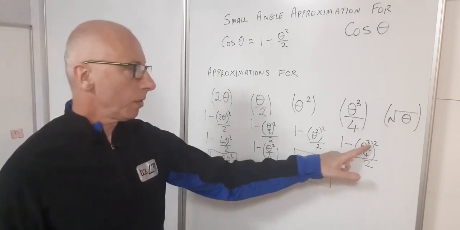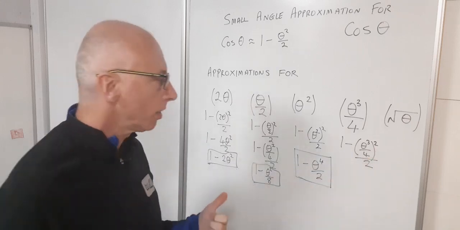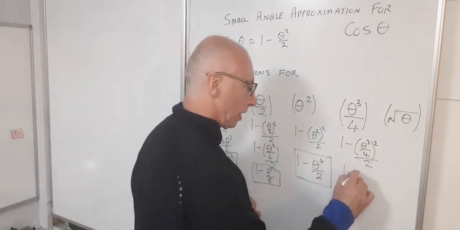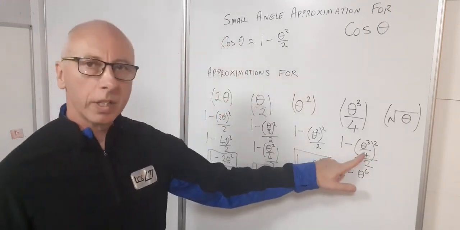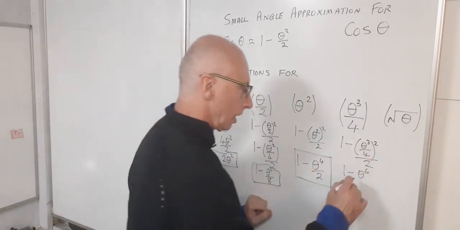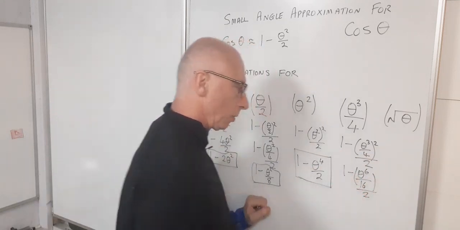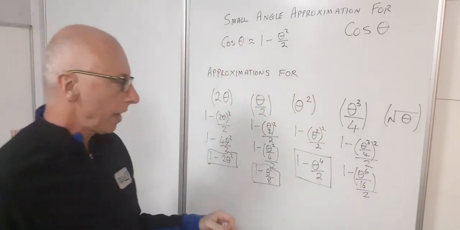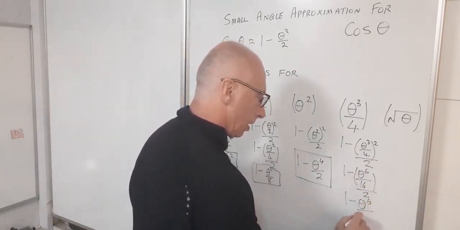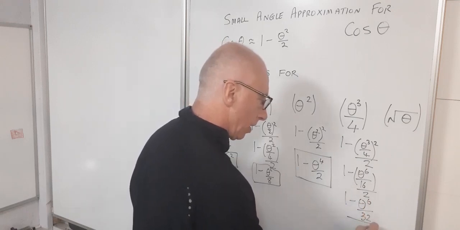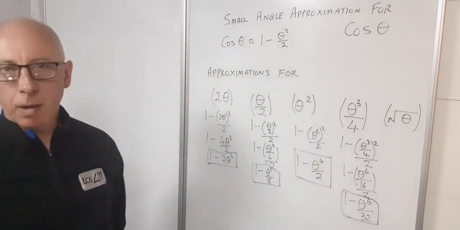Okay, so theta cubed, and then square that, we get theta to the power of 6. So 1 minus theta to the power of 6. Then we've got 4 in our denominator squared, so that's over 16. So that's all one input, and then divide that by 2. So then simplify that off, we've got 1 minus theta to the power of 6 divided by 32. And that would complete that one.